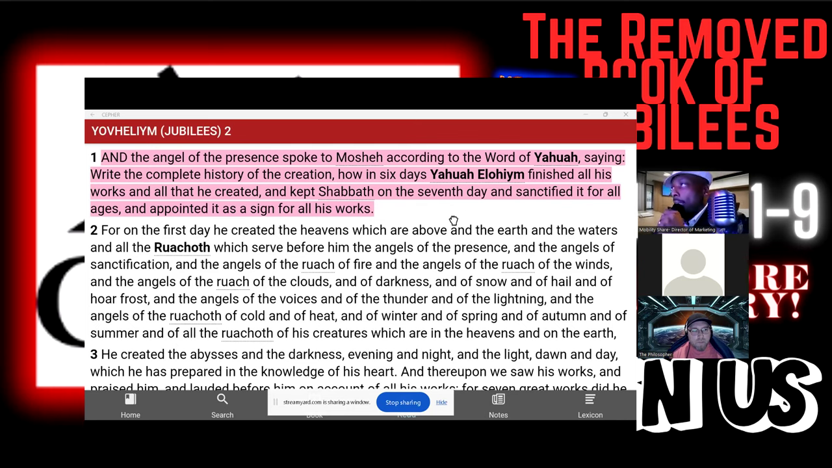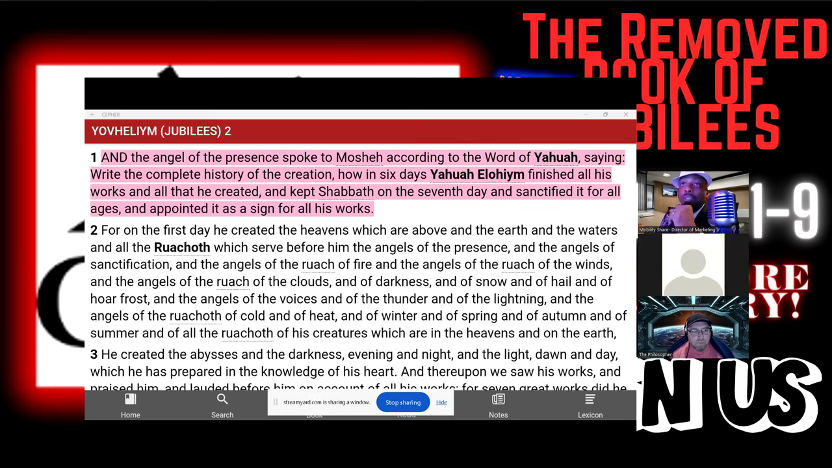Okay, got it. So in 6 days, Yahuwah finished all his works and all he created and kept the Sabbath on the seventh day and sanctified it for all ages and appointed it as a sign for all his works. For on the first day, he created the heavens which are above and the earth and the waters and all the spirits which serve before him, the angels of the presence.